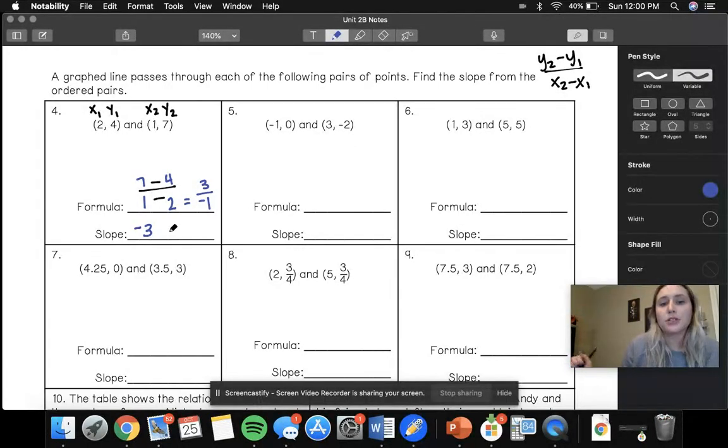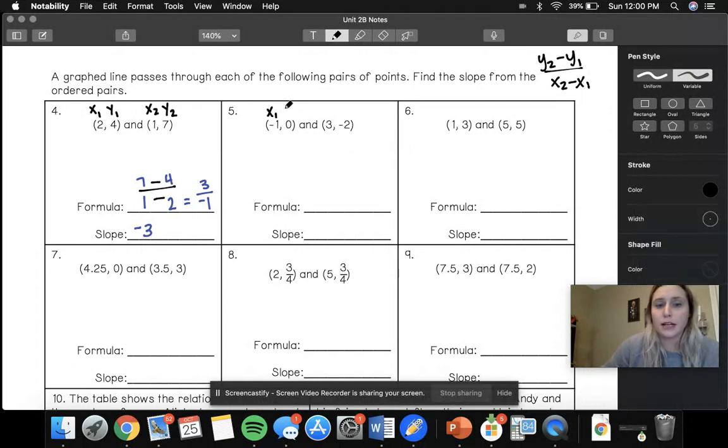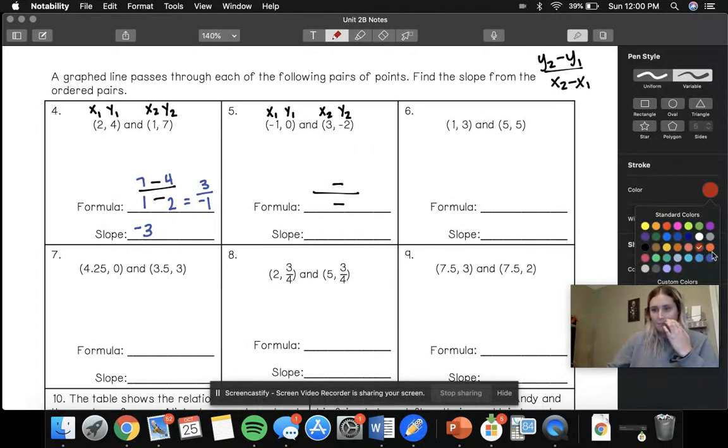All right, I'm going to show you guys one more example with the formula way, just so you feel comfortable with this. The first thing is we label. So this is our first ordered pair, our x-coordinate, our y-coordinate. This is our second ordered pair, our x-coordinate, our y-coordinate. And then I like to write the base of the formula. Now again, all I'm doing is just substituting in the values.